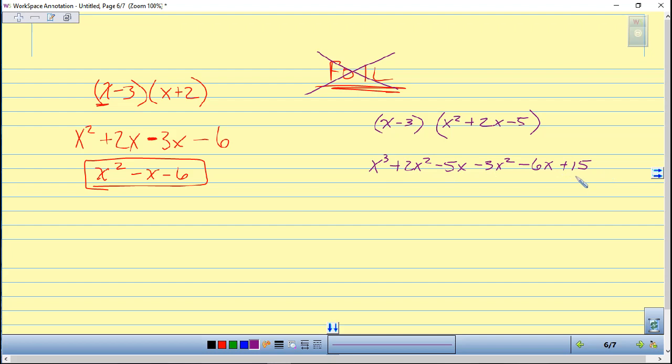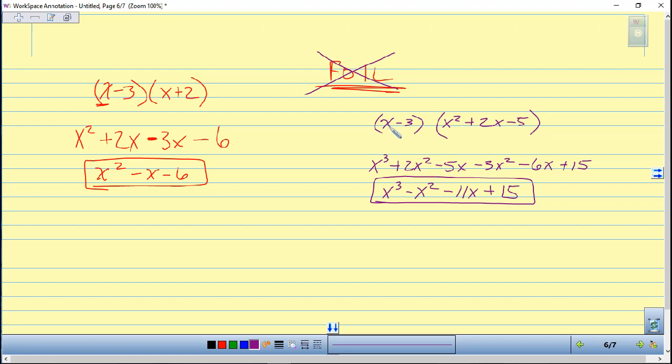So then you just go through and you clean it up by combining like terms. No x cubed terms except for that one. We got plus 2x squared and minus 3x squared, so that's going to give us negative x squared. Negative 5x and negative 6x gives me negative 11x. And then the 15 has no like terms to combine with. So there's your solution.